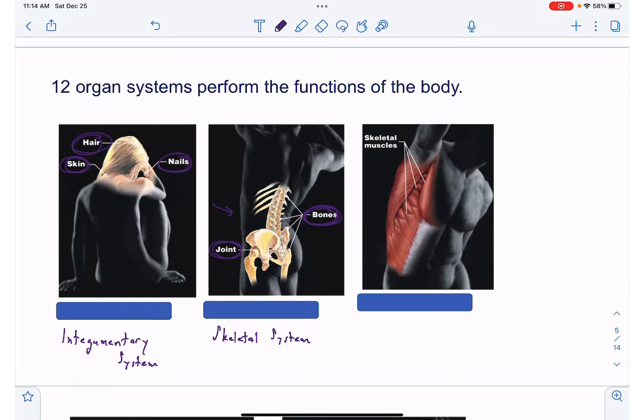The next system consists of the skeletal muscles of the body. The skeletal muscles connect to bone and they produce movement. They contract to produce movement. They also generate heat. What organ system is this? This is the muscular system. And we're going to cover all three of these organ systems in the first quarter of anatomy and physiology.